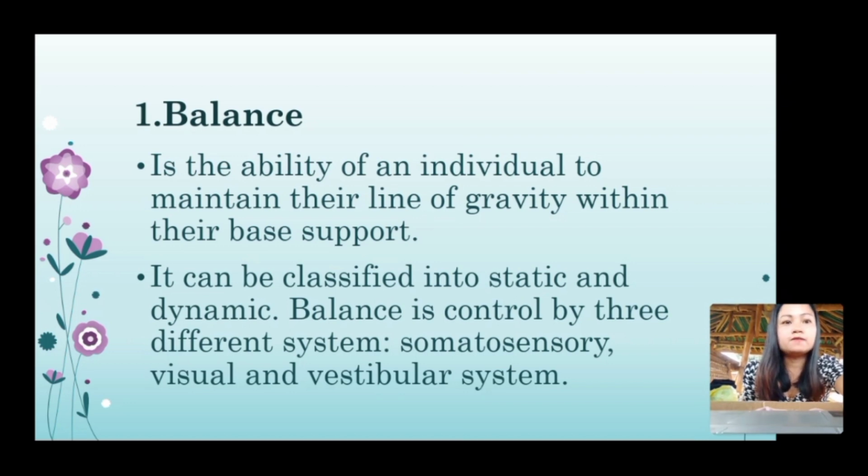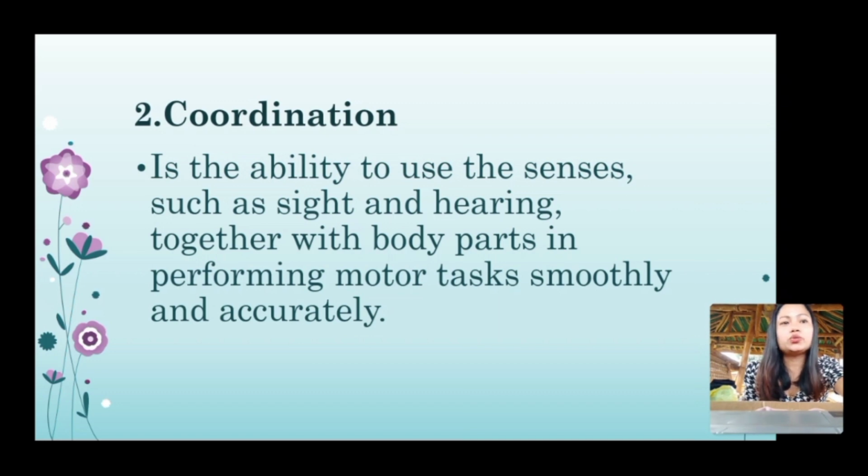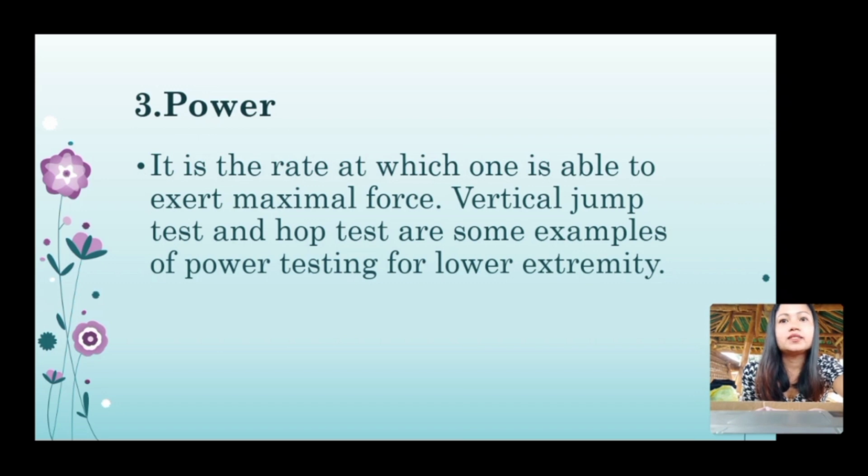The second is coordination. It is the ability to use the senses such as sight and hearing together with the body parts in performing motor tasks smoothly and accurately. We have the example of coordination: jump rope drills. And the third is the power. Power is the rate at which one is able to exert maximal force. Vertical jump test and hop test are examples of power testing for the lower extremity.